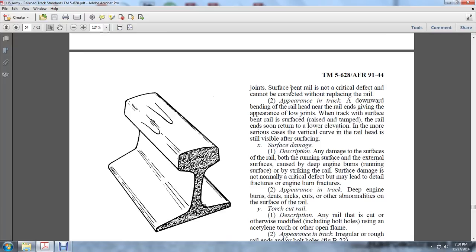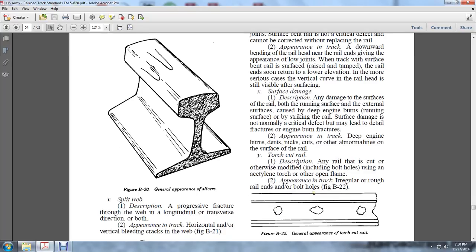In more serious cases, the vertical curve in the railhead is still visible in the surface damage. Description: any damaged surfaces of the rail, both running surfaces and external surfaces, caused by deep engine burns and the surface striking the rail surfaces. Damage is not normally detected and may lead to a detail fracture, engine burn fractures. Appearance in the track: deep engine burns, nicks, cuts, and other abnormalities of the rail surface.